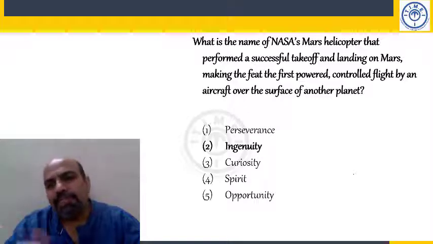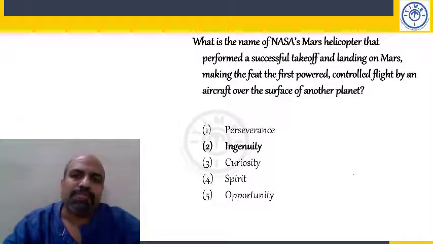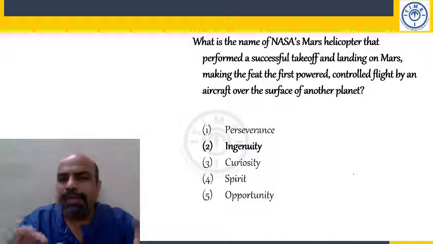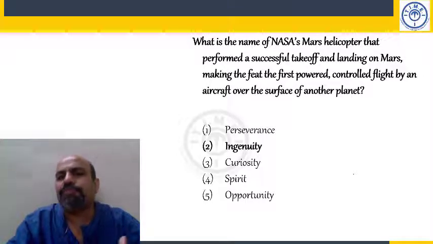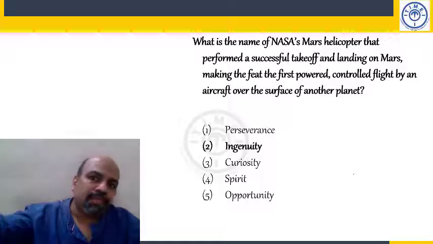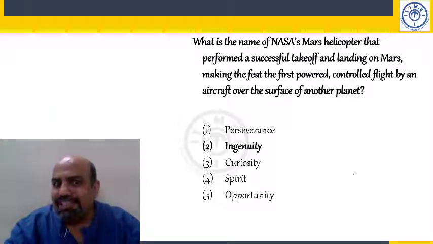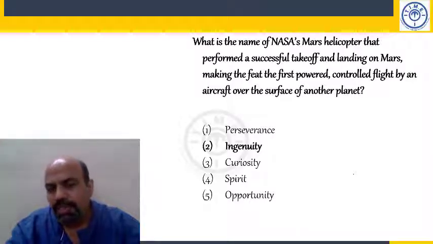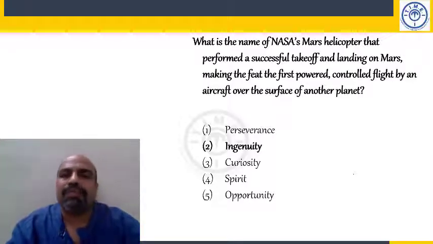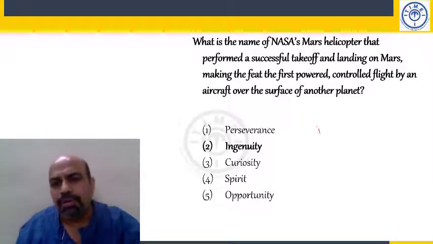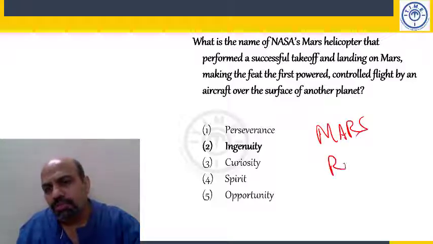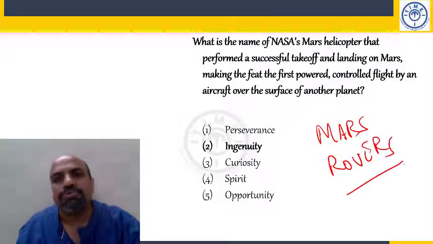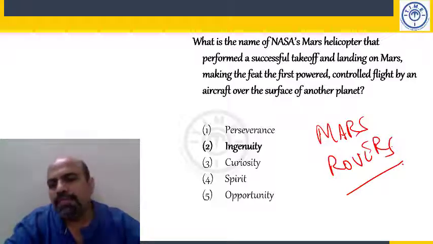What is the name of NASA's Mars helicopter? We discussed this recently. The helicopter that performed a successful takeoff and landing on Mars, making the feat the first powered controlled flight by an aircraft on some other planet. Ingenuity. The other four: Perseverance, Curiosity, Spirit, Opportunity. These are the names of Mars rovers of the US. Mars rovers go around the surface of Mars. So, rover, that which moves, is rover.